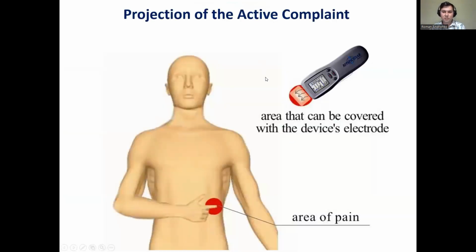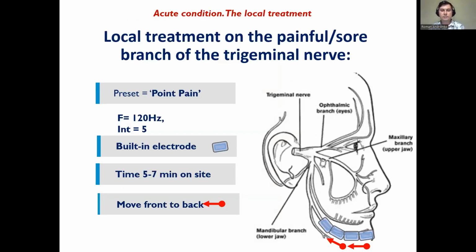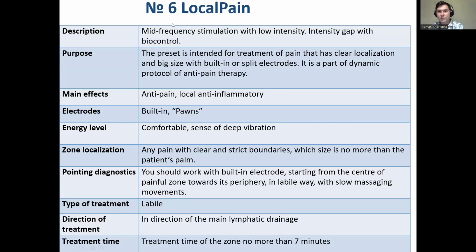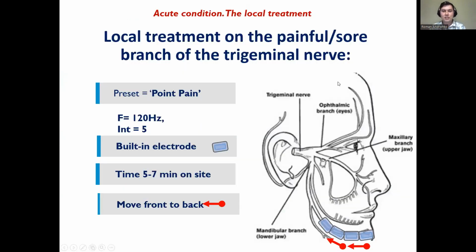So perfect illustration. I have pain right here, area of pain. We call it point pain when the area can be covered with the device's built-in electrode. If this is bigger than the electrode, then it is not the point pain. So what do we do then? Going a little bit further, we have local pain, which is a little bit bigger than the point pain. But to give you an example, we're trying to give an example for each single case.